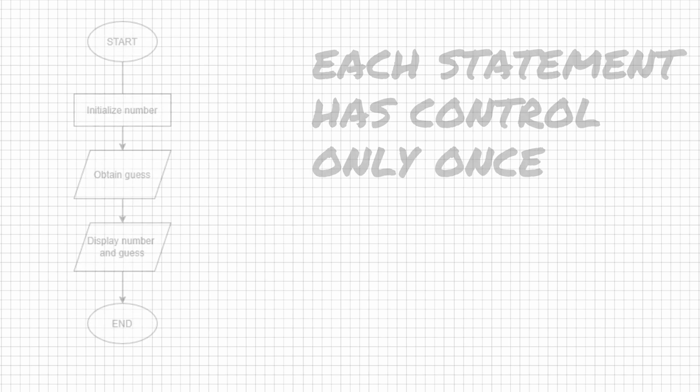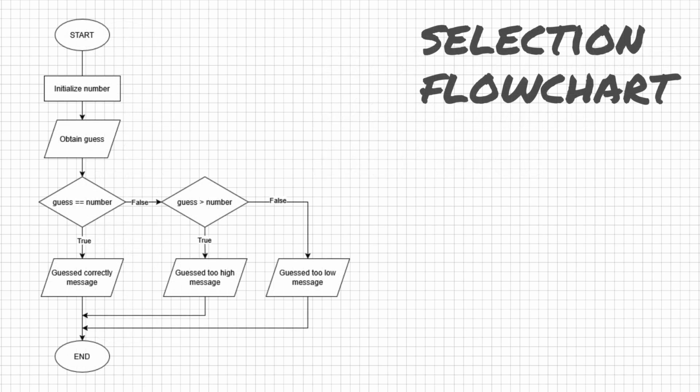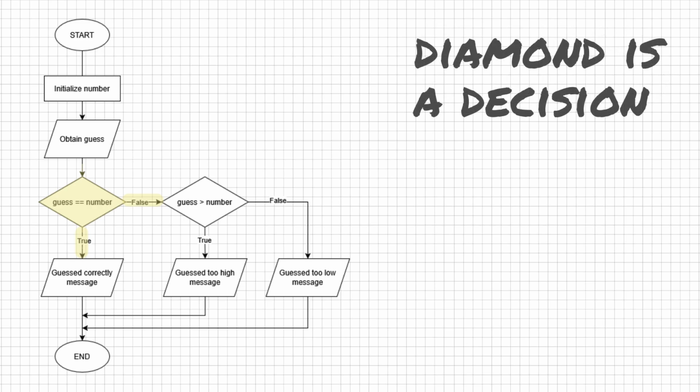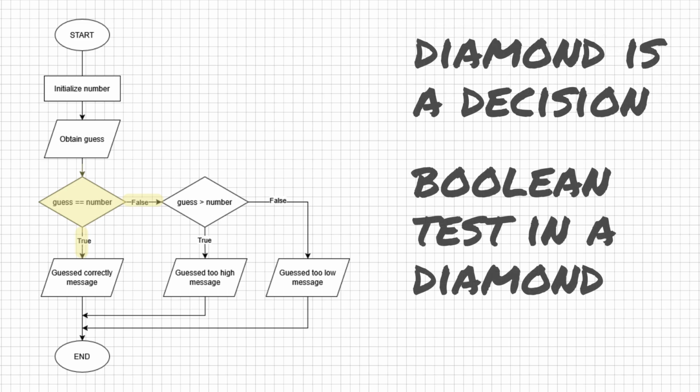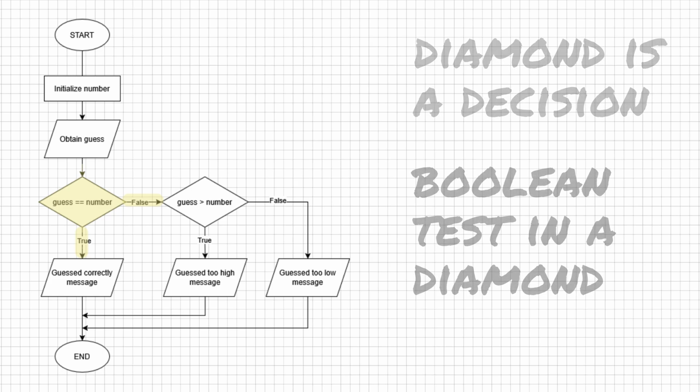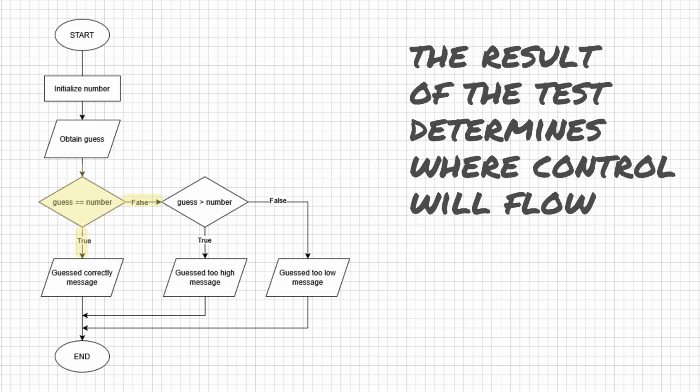The flowchart for the selection version of the program starts the same, with a box initializing the number to guess and a box obtaining the user's guess. But then there's a diamond labeled guess equals number, and 2 arrows leaving the diamond representing 2 different paths control might take. One arrow is labeled true and the other is labeled false, one for each possible outcome of the test. A diamond represents a decision in a flowchart, with a test inside the diamond. The result of this test, true or false, determines which statement is selected to execute next, or put another way, where control will flow.